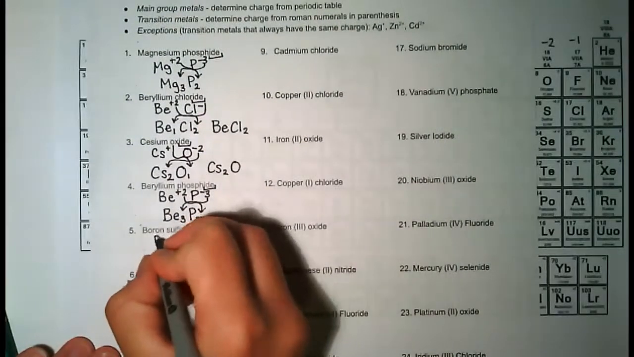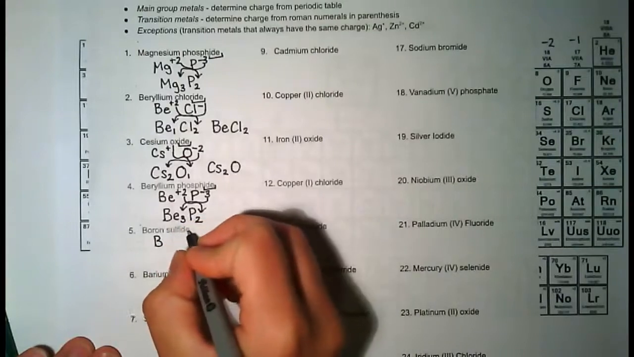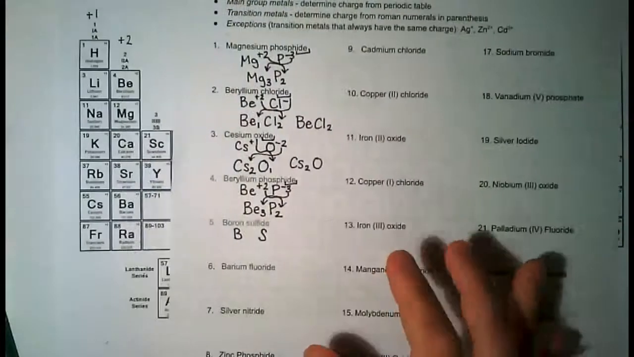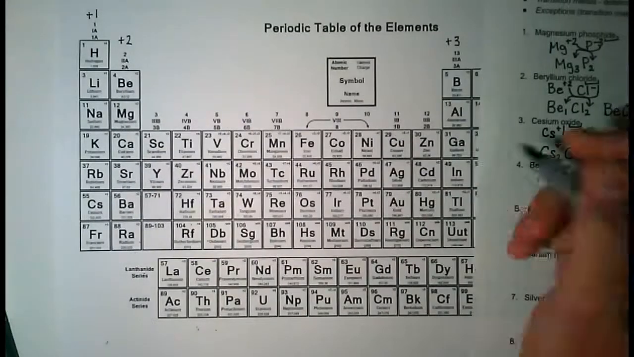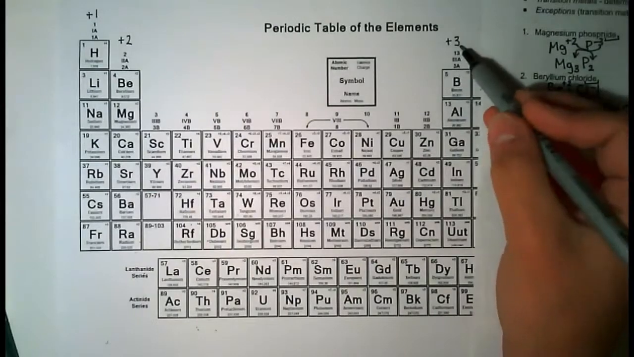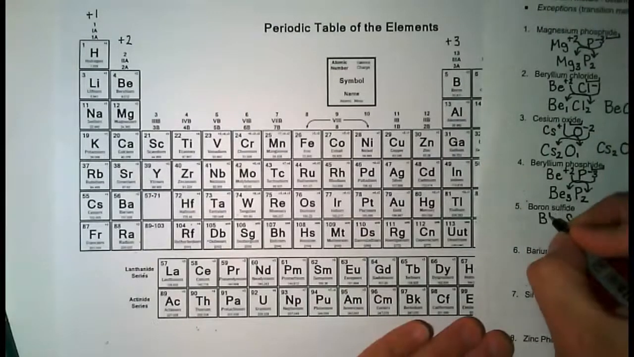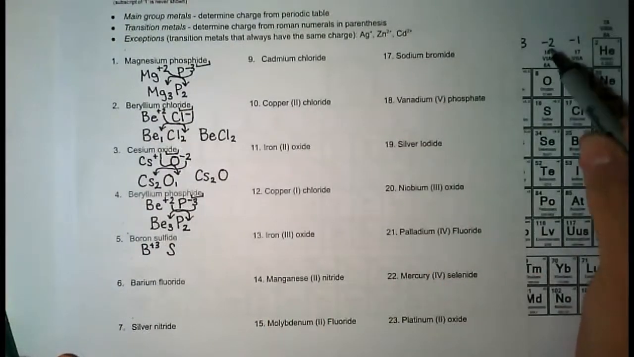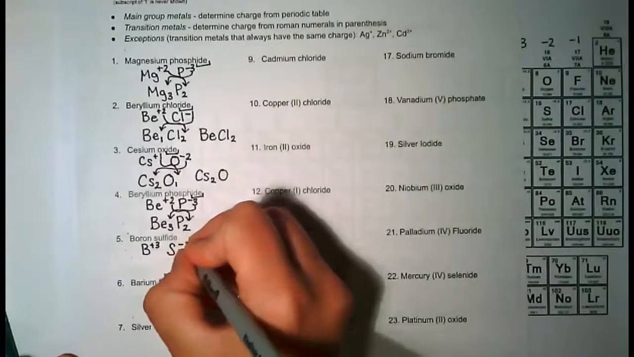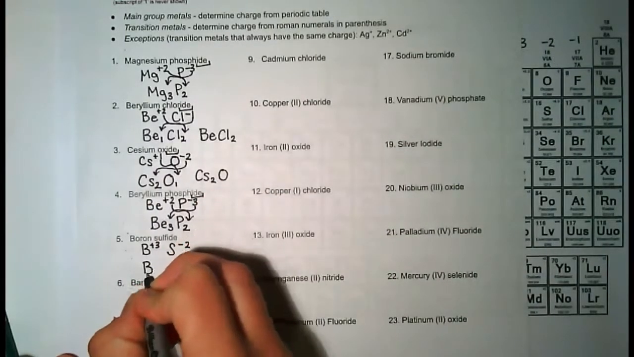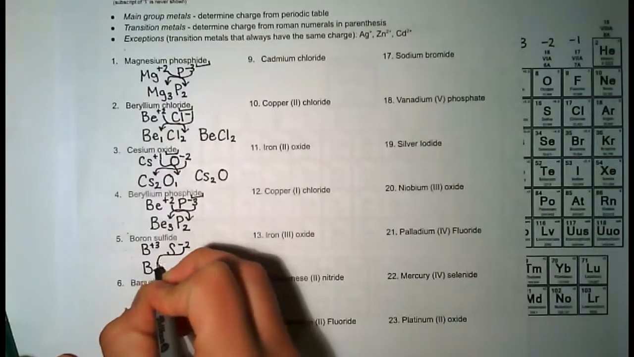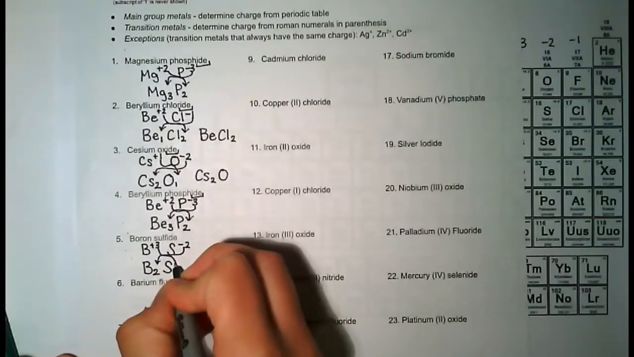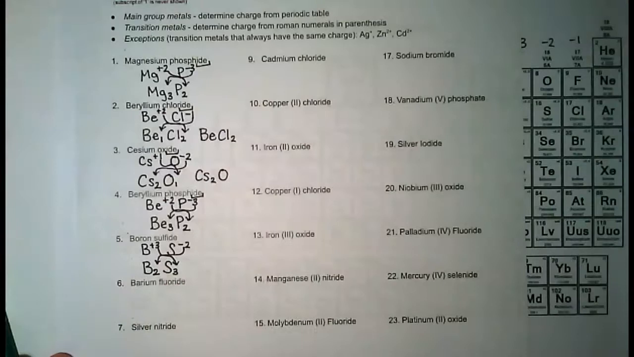Next we have boron sulfide. Boron symbol is just B, and sulfide, meaning the element sulfur, which is capital S. We need to find our charges. Boron is all the way over here in group 13, so it has a +3 charge, and sulfur is over here in group 16, it has a -2 charge. So we're going to do our crisscross. Boron, this 2 comes down as the subscript, and then sulfur, this 3 comes down as the subscript for sulfur.